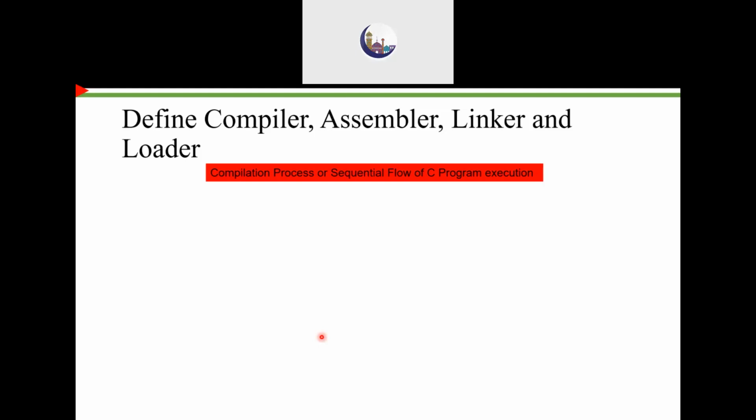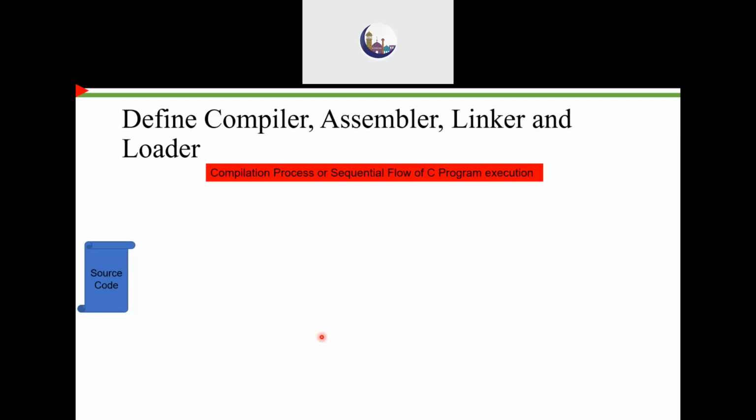So first, we'll write a program. This program we'll write in English language, high level language. We'll use English like words. This program is called a source program or source code.